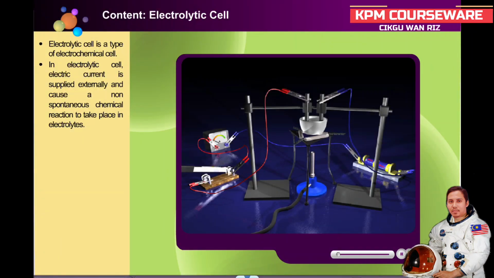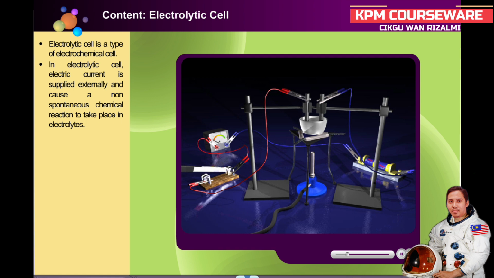Electrolytic cell. This is an example of an electrolytic cell. What is an electrolytic cell? It is one type of electrochemical cell. In an electrolytic cell, electric current is applied externally. This will cause a non-spontaneous chemical reaction in electrolytes.